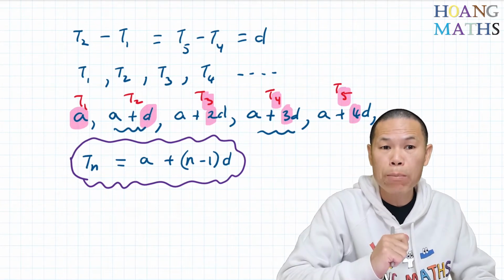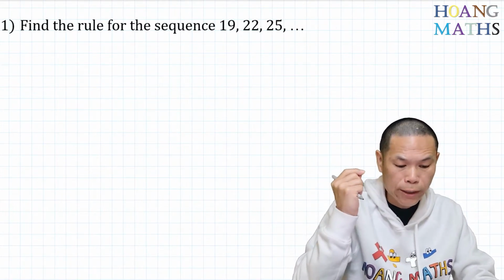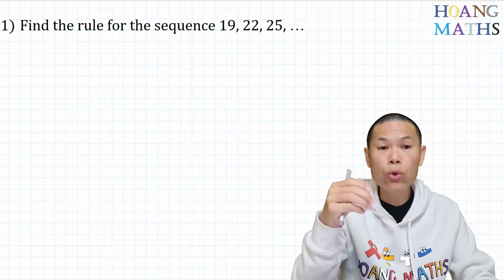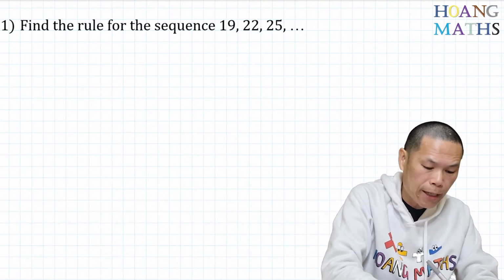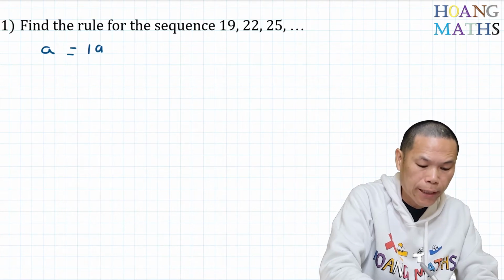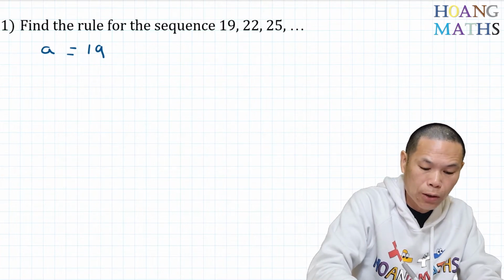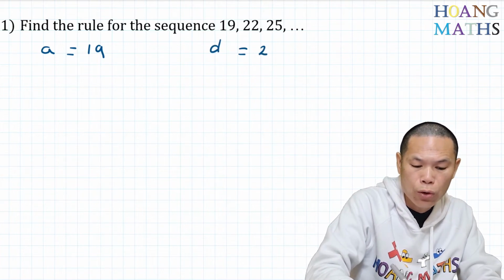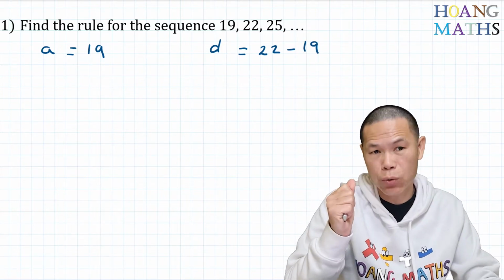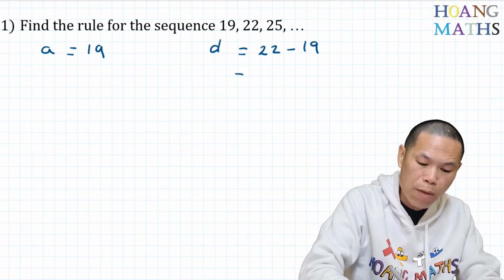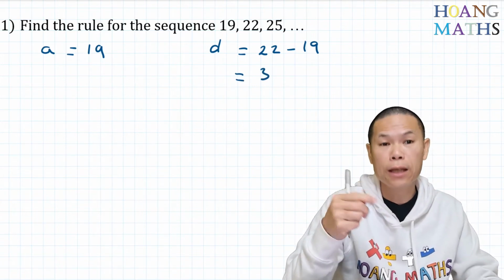Let's go through a couple of examples. First one: find the rule for the sequence 19, 22, 25, and so on. First of all, we know that term 1, which is A, is 19. And the common difference D is term 2, which is 22, minus term 1, which is 19, or 25 minus 22 if you like. So 22 minus 19 is 3. Therefore the common difference is 3.